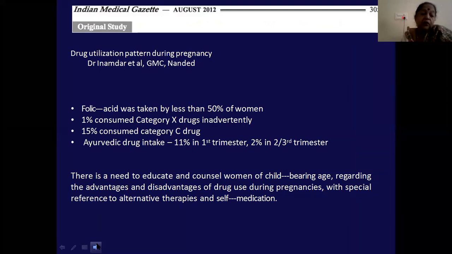We all know that there are various Ayurvedic and homeopathic drugs, the contents of which we don't know. Many of them contain lead and other very harmful substances, but people inadvertently take these drugs. The study found this in 11% in the first trimester and 2% in the second and third trimesters. So there is always a need to educate and counsel women of childbearing age regarding the advantages and disadvantages of drugs used during pregnancy, with special reference to alternative therapies and self-medication.